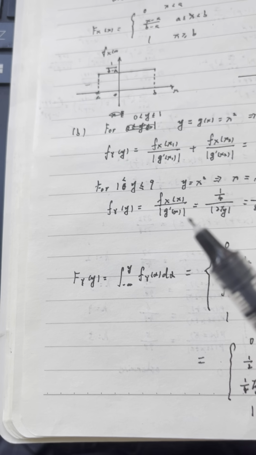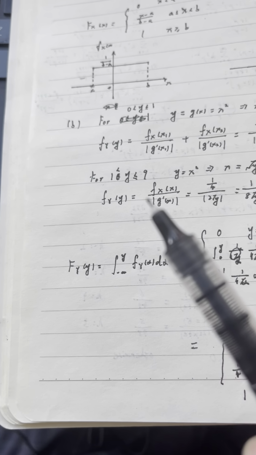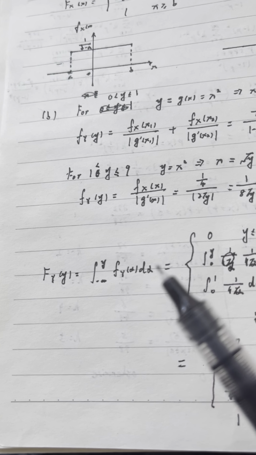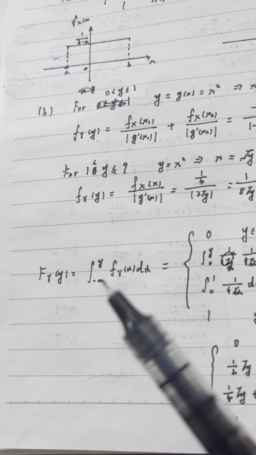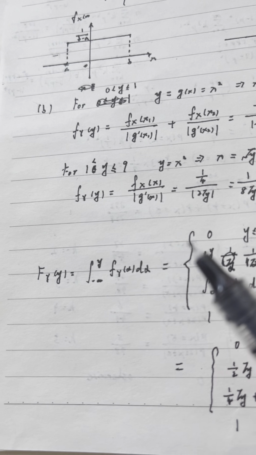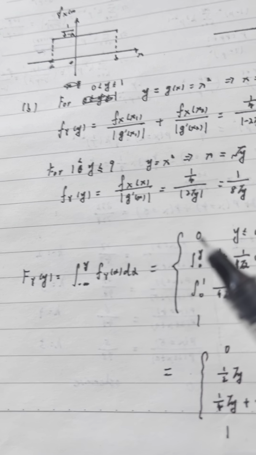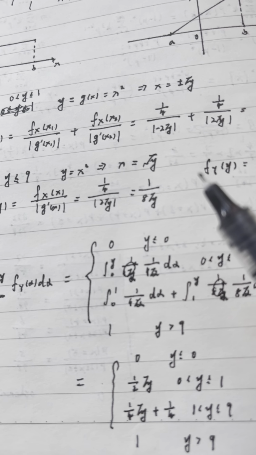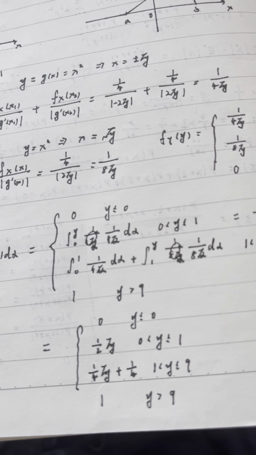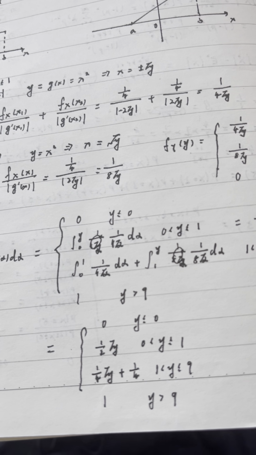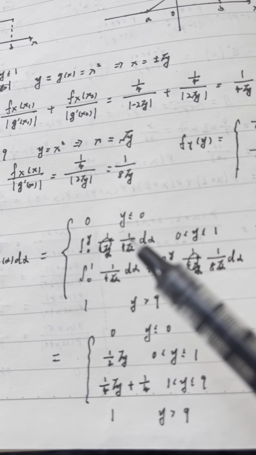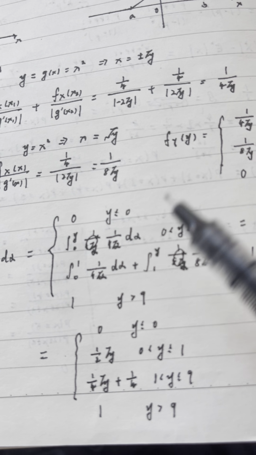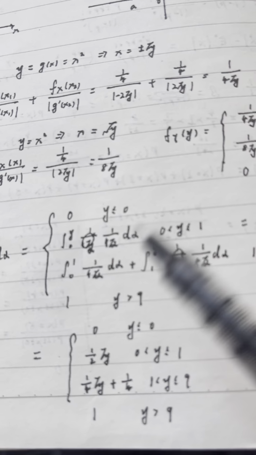Then we calculate the distribution function of Y. It is the integral of the density function from minus infinity to y. Of course when y is smaller than 0 it is 0, and when y is larger than 0 and smaller than or equal to 1, we integrate the density from 0 to y, and we can just substitute y into it.